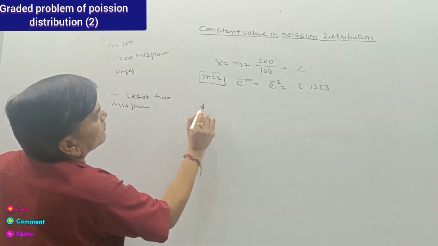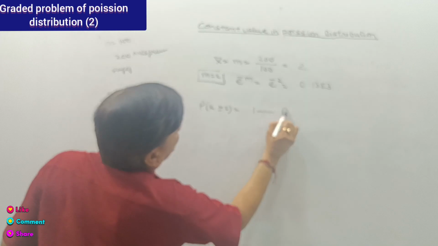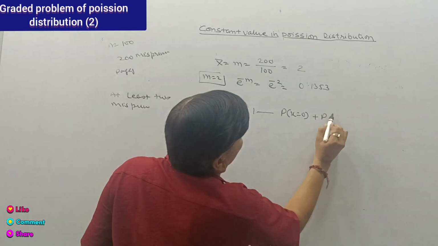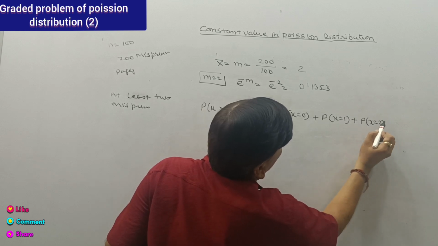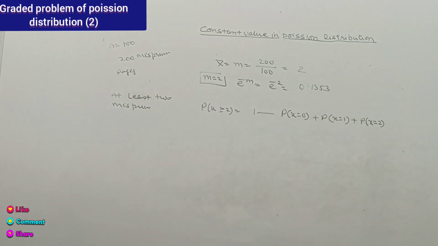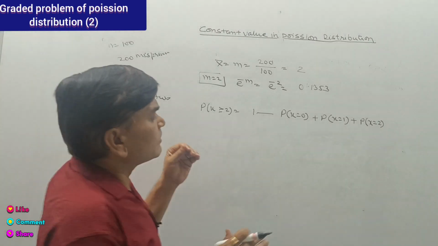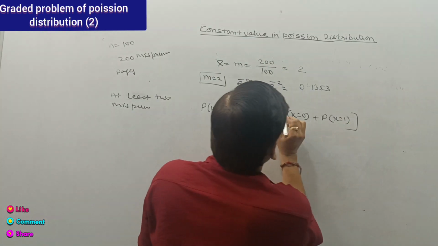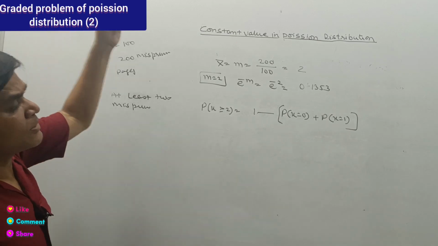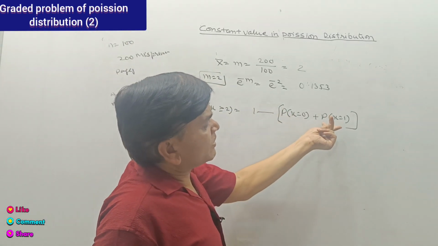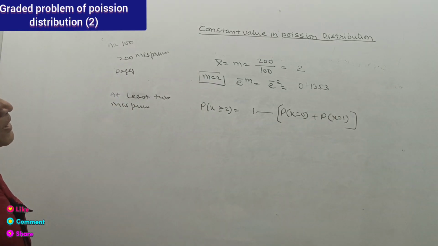So this is probability of x at least 2, that is 1 minus the probability of 0 misprints plus the probability of 1 misprint. At least 2 misprints is asked, so 1 minus the probability of 1 and the probability of 0. At least 2 means 2 or more than 2 misprints. So there may be 0 misprint pages, 1 misprint pages, and the remaining will be 2 or more than 2, at least 2.